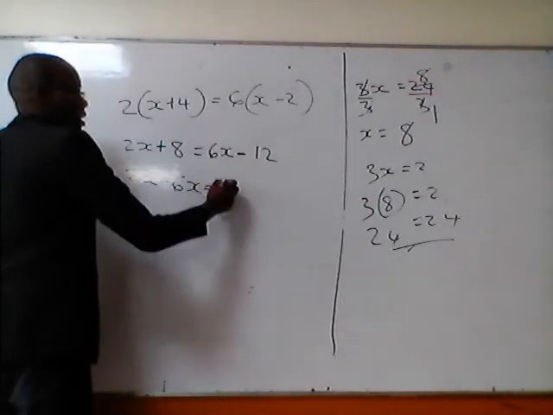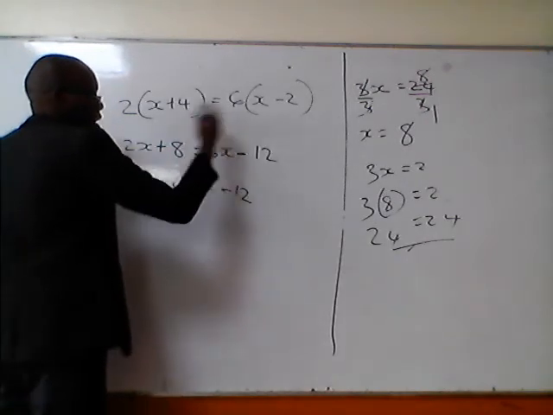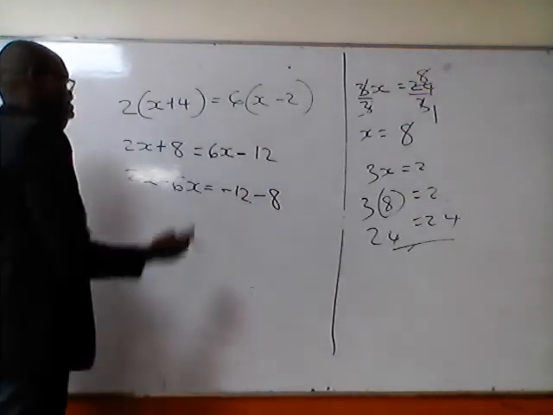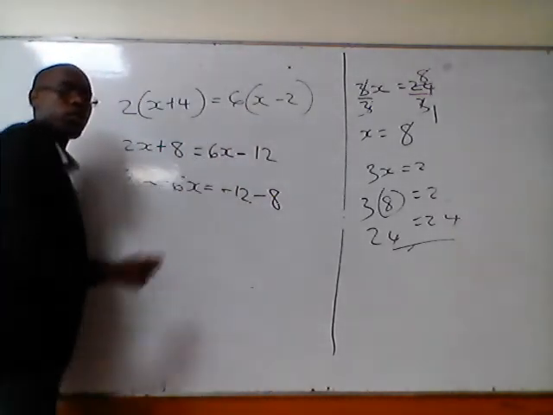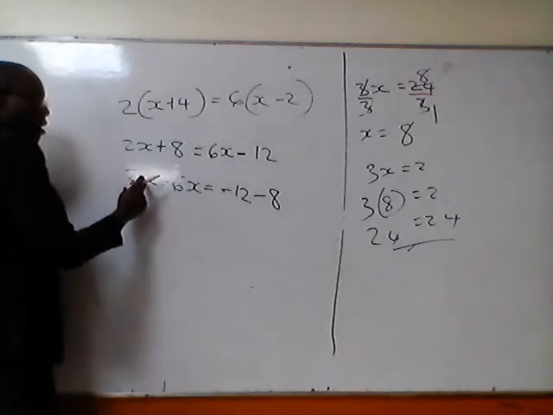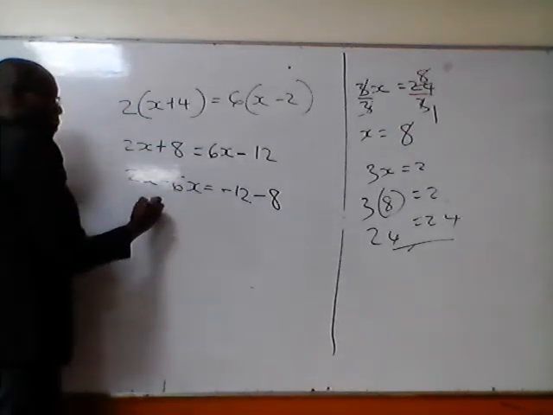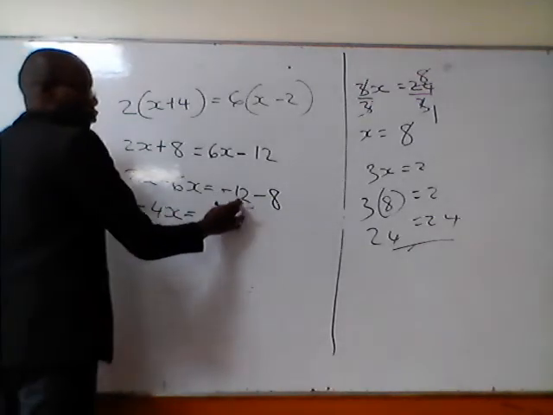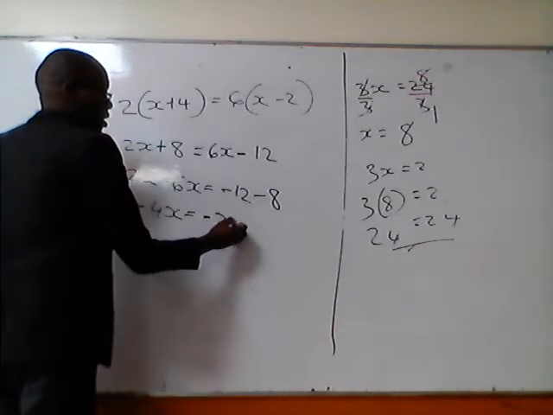You take 8 towards the other kind of side, because now we remained with minus 12. So it's going to be minus 12 minus 8. Minus 12 minus 8, because this is a positive. The moment it's going to cross over this kind of equal sign, it's going to become negative. So the answer now here is going to be 2x minus 6x is actually, you're going to get minus 4x is equals to minus 12 minus 8. It's going to be minus 20.